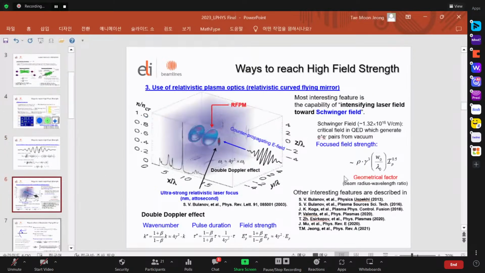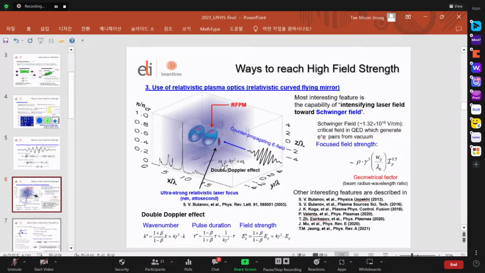And the last one, maybe, is to use the relativistic plasma optics we are talking about in this section right now. Actually the whole concept of the relativistic flying mirror was proposed by Sergei approximately 20 years ago. And the main idea is to use the reflected source laser pulse from the flying mirror. When the high intensity laser pulse propagates in the gas medium, you can immediately generate the plasma cavity, and the backside of the plasma cavity can behave as a curved mirror, a parabolic mirror.